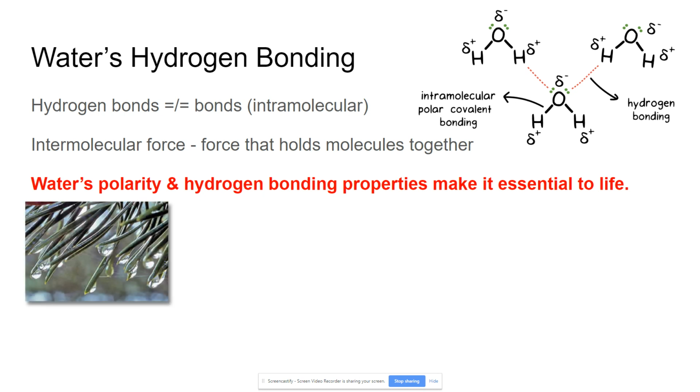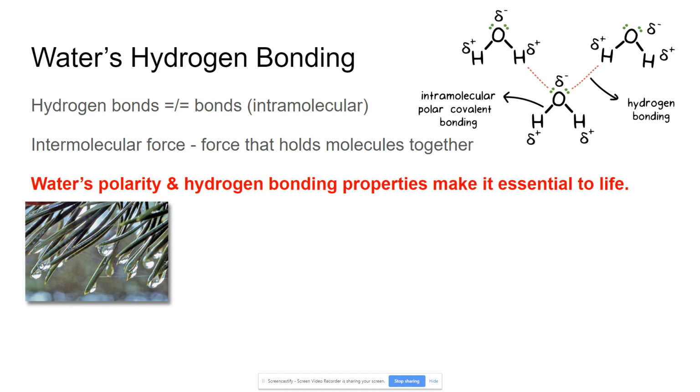So first things first, we have dew on the end of some pine needles of a pine tree. First thing you may notice is that water is beading up. This is a property of water known as cohesion. Water molecules stick to each other, and they stick to each other because of this hydrogen bonding. That means they have a high surface tension, and you guys have probably seen this with water bugs walking on top of a pond.